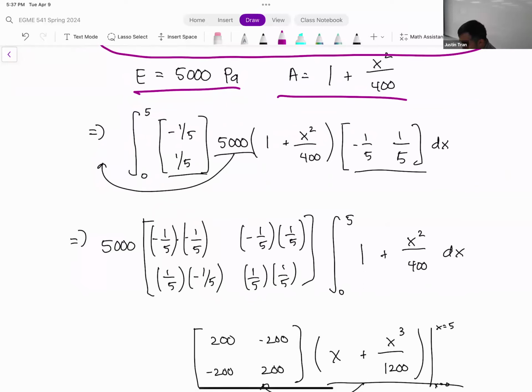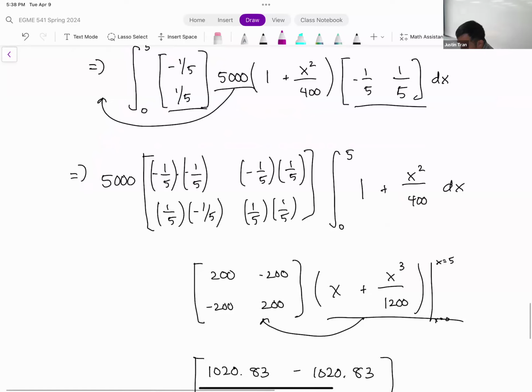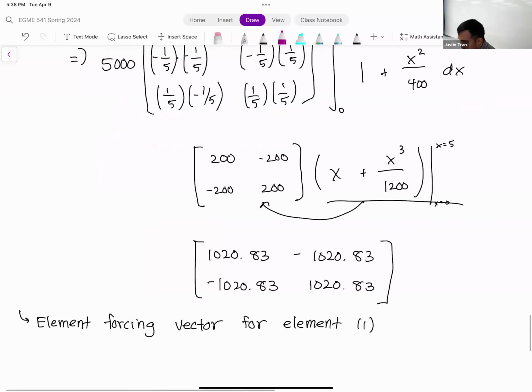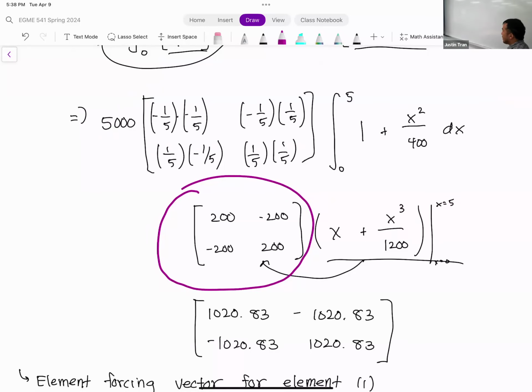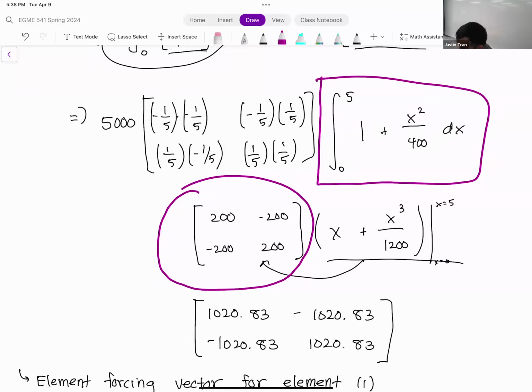So we take everything here. We notice that a lot of this is just constants, so we're just going to factor those out of the integration. So we have a 5,000, and then we have our matrix here, -1/5, -1/5, 1/5, 1/5, and so on and so forth. Okay. So we perform all that math. And on the outside of the integral, we get this matrix of 200, -200, -200, and 200. Okay. And then the integral itself, we're just going to be performing the integral from 0 to 5 of 1 plus x squared over 400 dx.